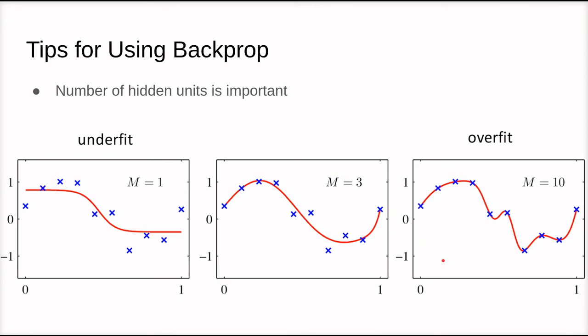As we discussed in the last chapter, the number of hidden units is important. Even with backprop, we can get overfitting of the data.